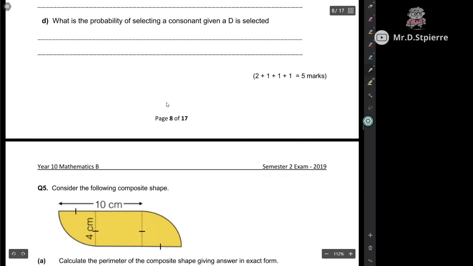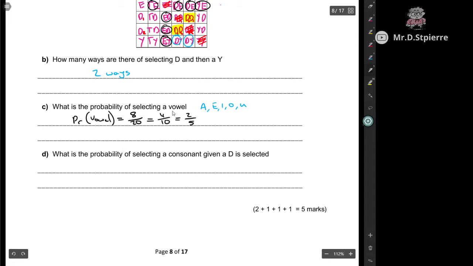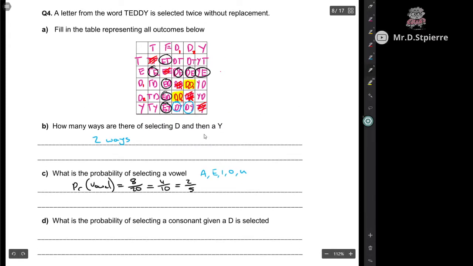What's the probability of selecting a consonant given a D is selected? Well, this is a good question. This is a given, so since we have a given, that's a conditional probability. So we're asking what's the probability of selecting a consonant, which we'll call C. A consonant is anything other than a vowel. Given a D is selected.